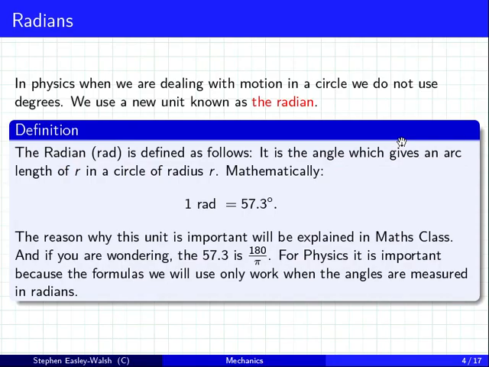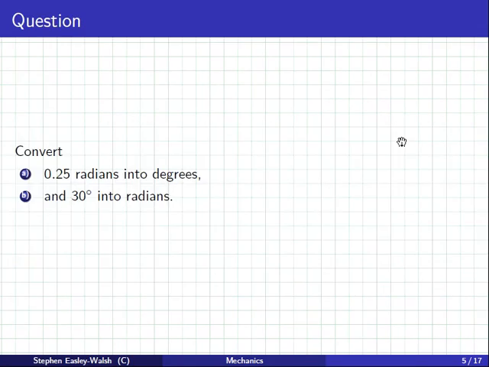Right. Let me give you a small question using your calculator. I think you can handle this. I want you to convert 0.25 radians into degrees and 30 degrees into radians. And what can help you is remembering that 1 radian is 57.3 degrees.